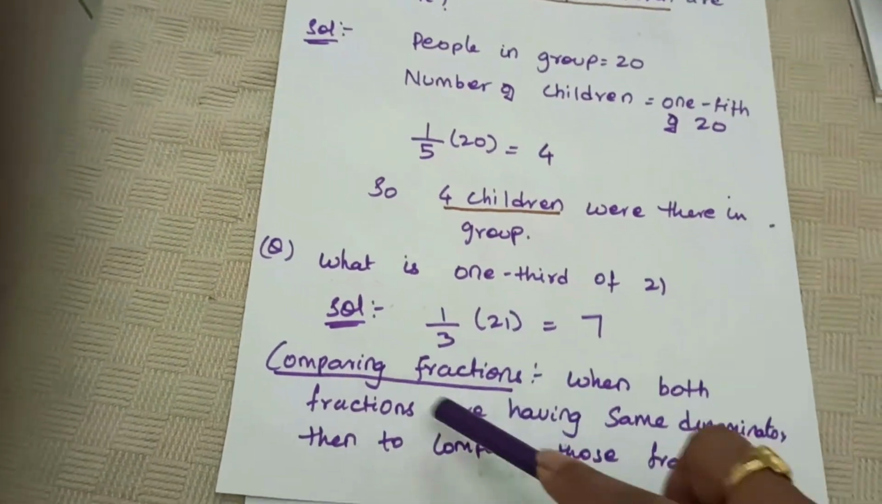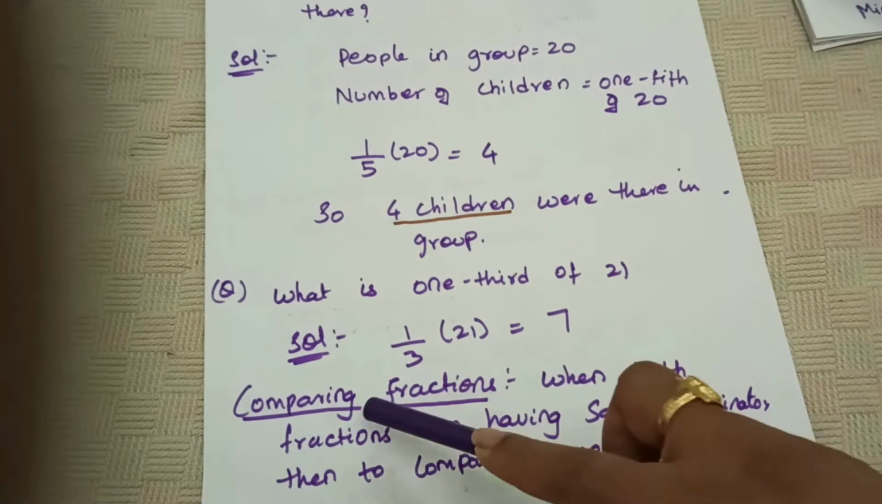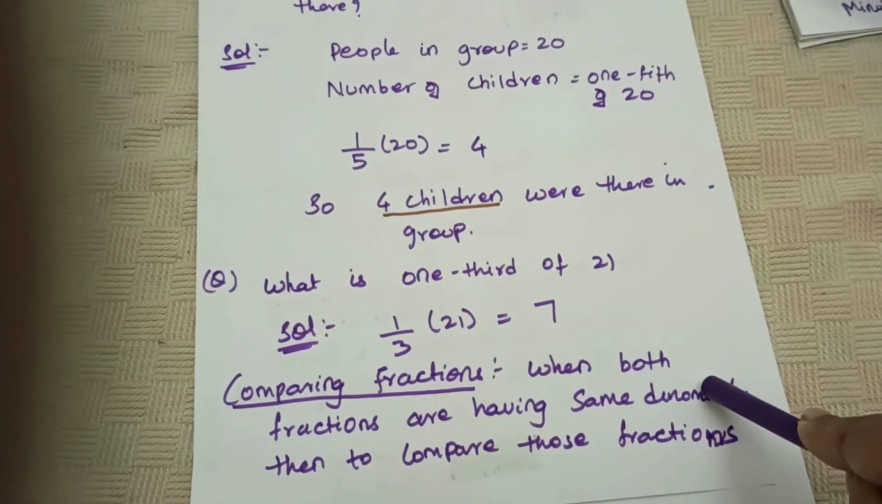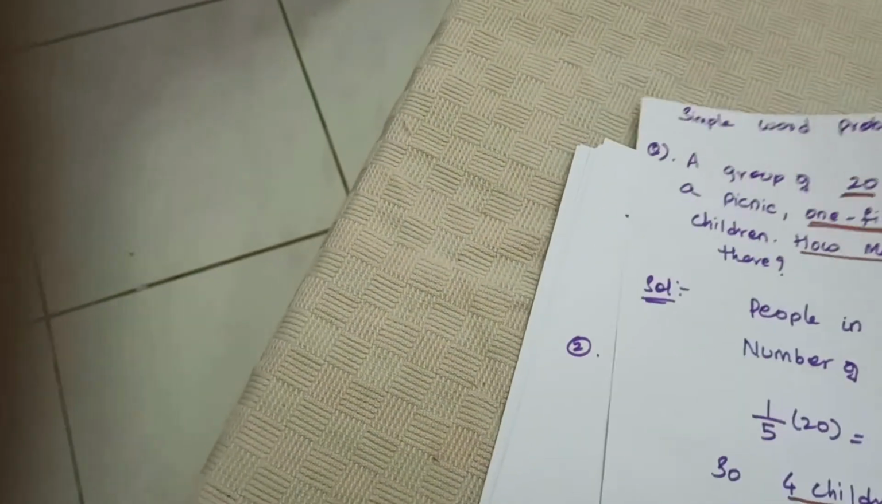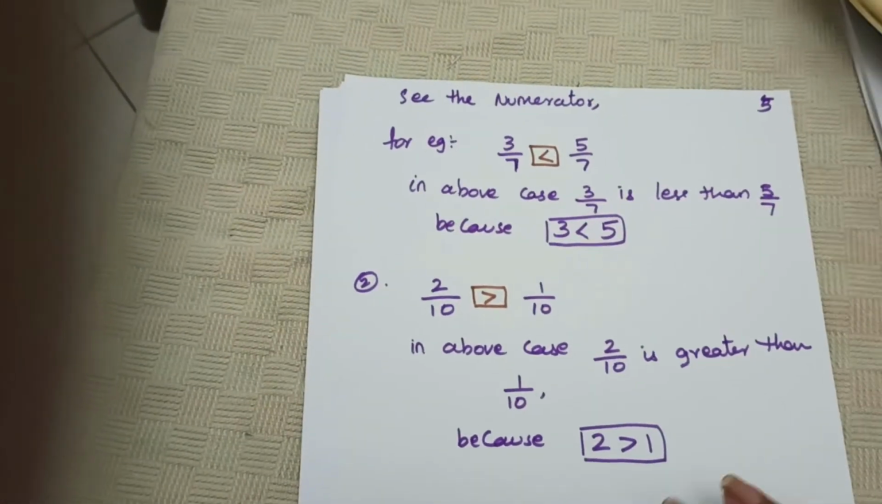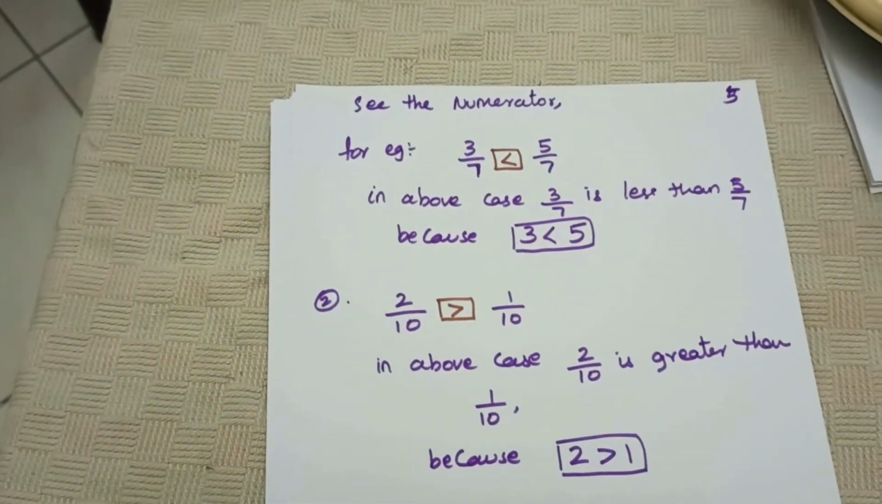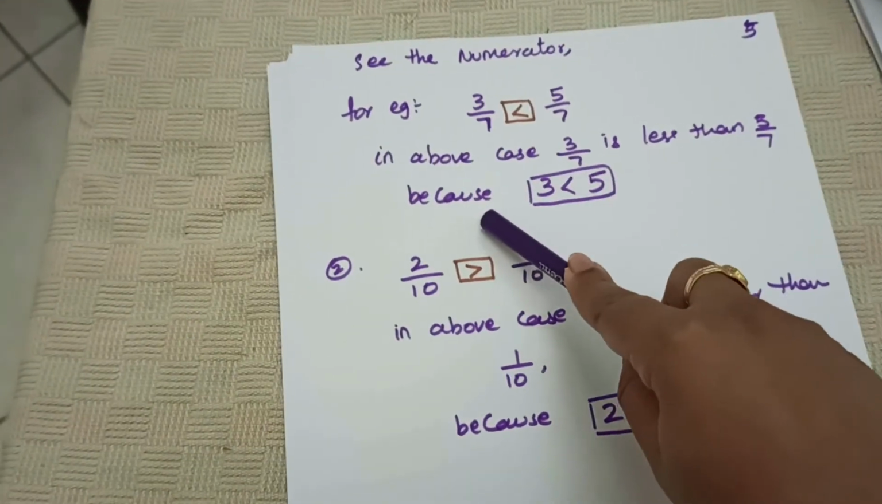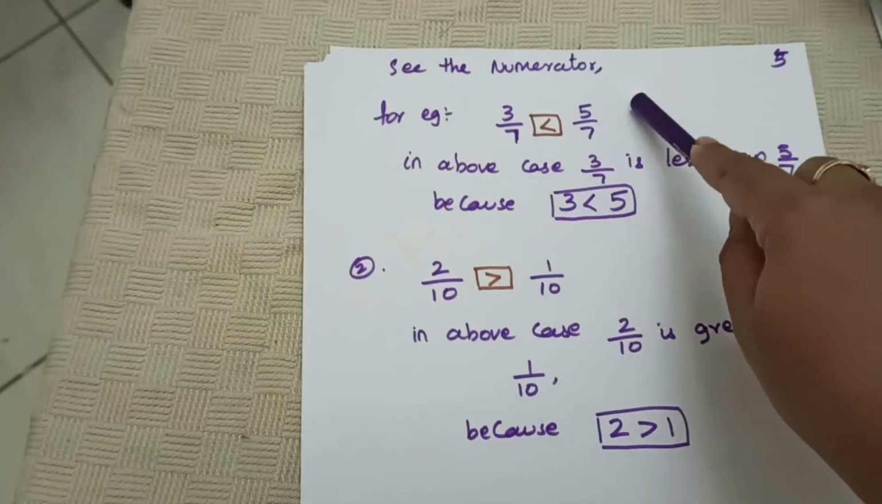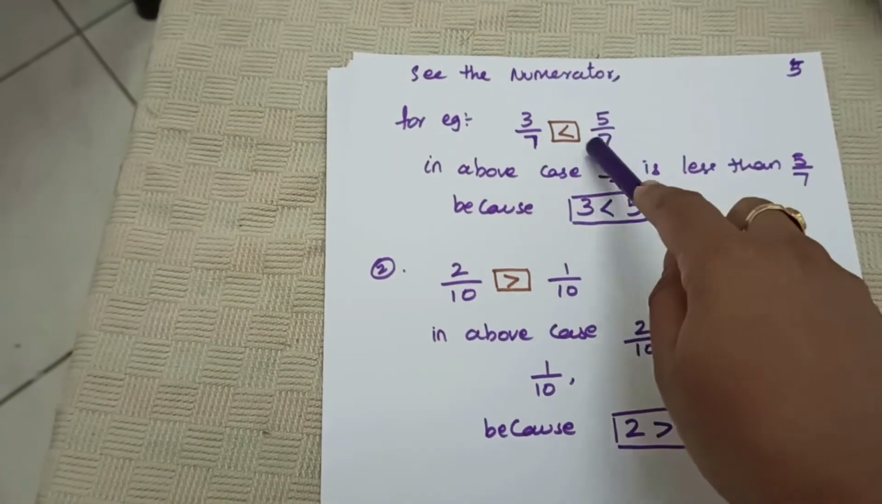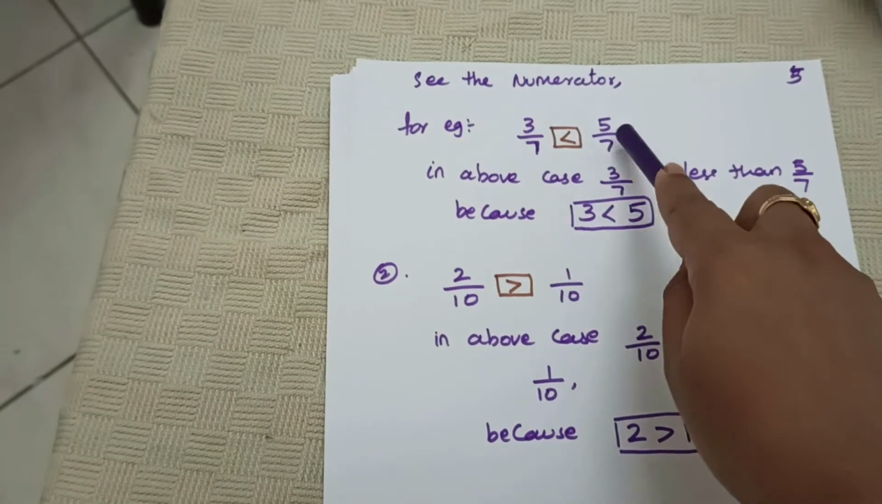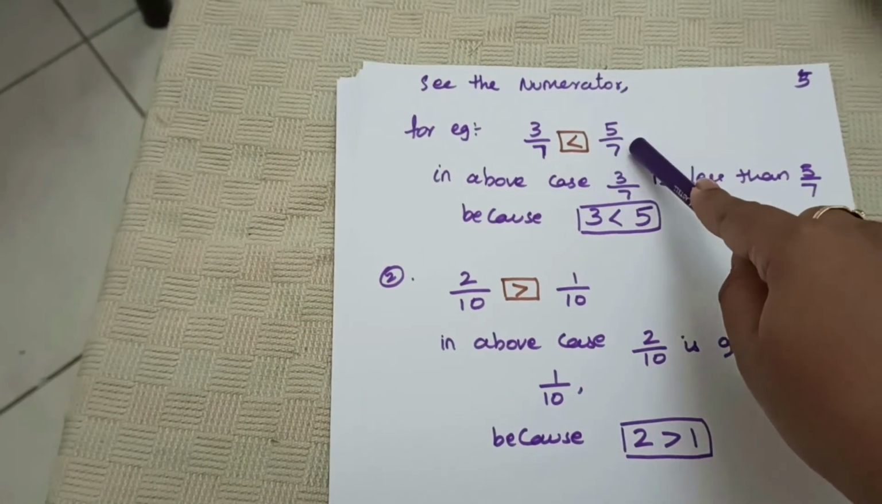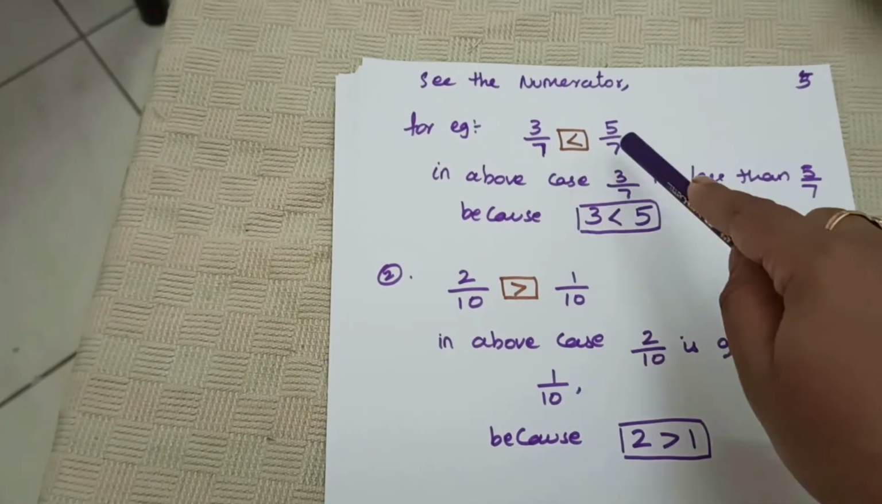Now the next type is comparing fractions. When both fractions have the same denominator, then to compare those fractions, see the numerator. For example, 3 by 7 and 5 by 7. In this case, the denominator is 7. I have to see the numerator. 3 is less than 5. So 3 by 7 is less than 5 by 7.